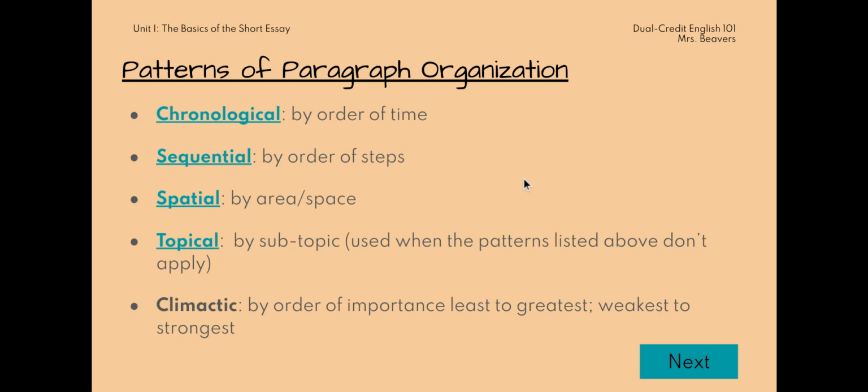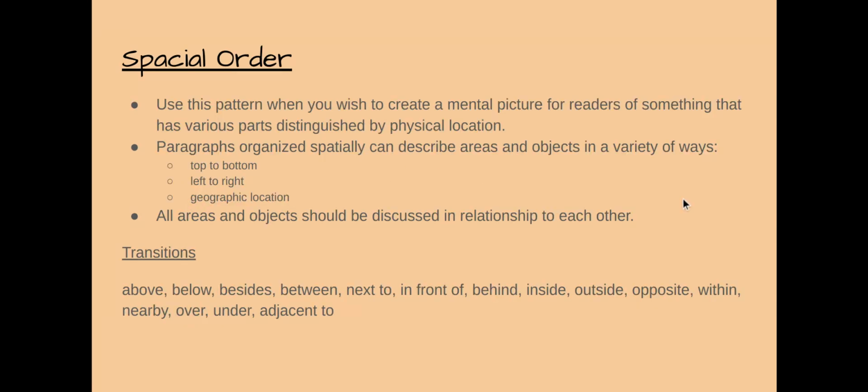The next pattern of organization is spatial. You'd use this pattern when you wish to create a mental picture for readers of something that has various parts distinguished by physical location. Paragraphs organized spatially can describe areas and objects in a variety of ways: top to bottom, left to right, or geographic location. All areas and objects should be discussed in relationship to each other.